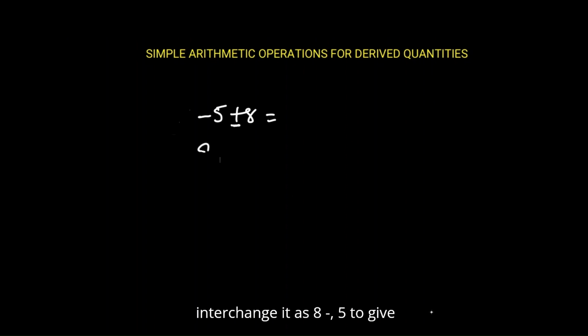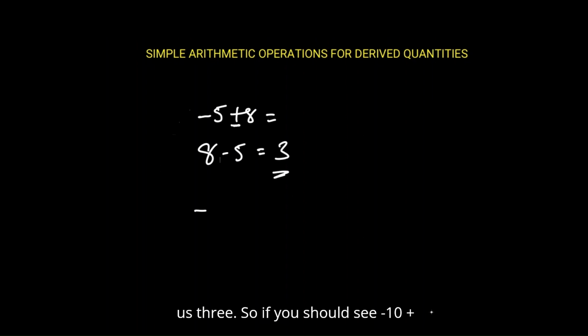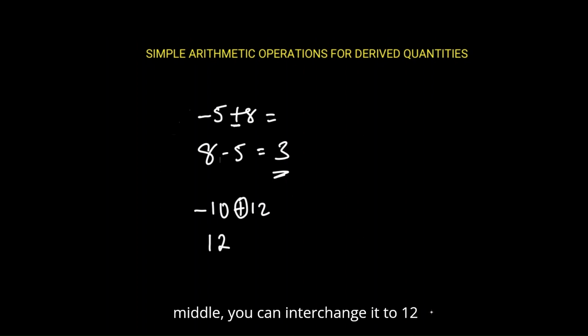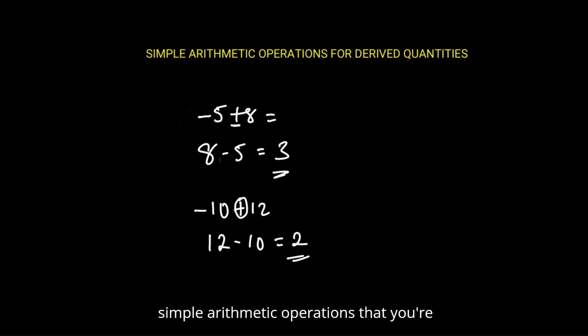So we can interchange it as 8 minus 5 to give us 3. So if you should see minus 10 plus 12, as far as you have a plus sign in the middle, you can interchange it to 12 minus 10 to give you 2. These are simple arithmetic operations that you're supposed to know.